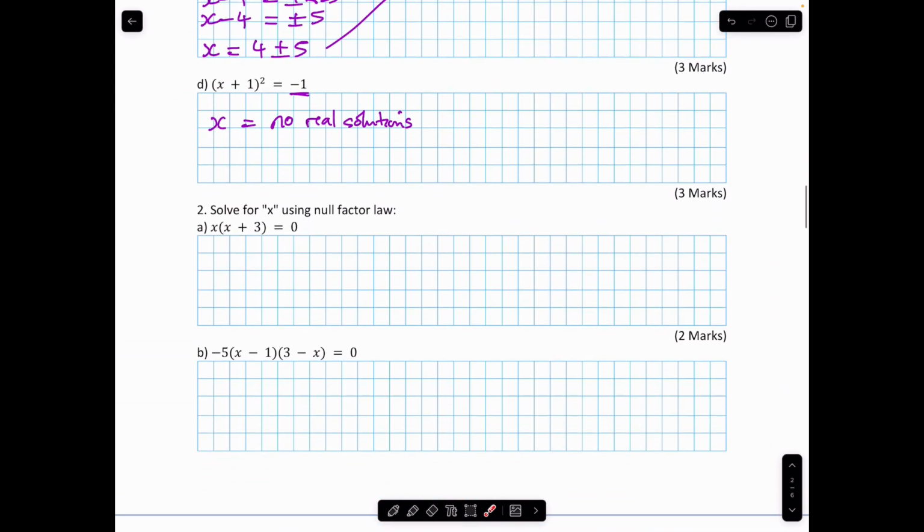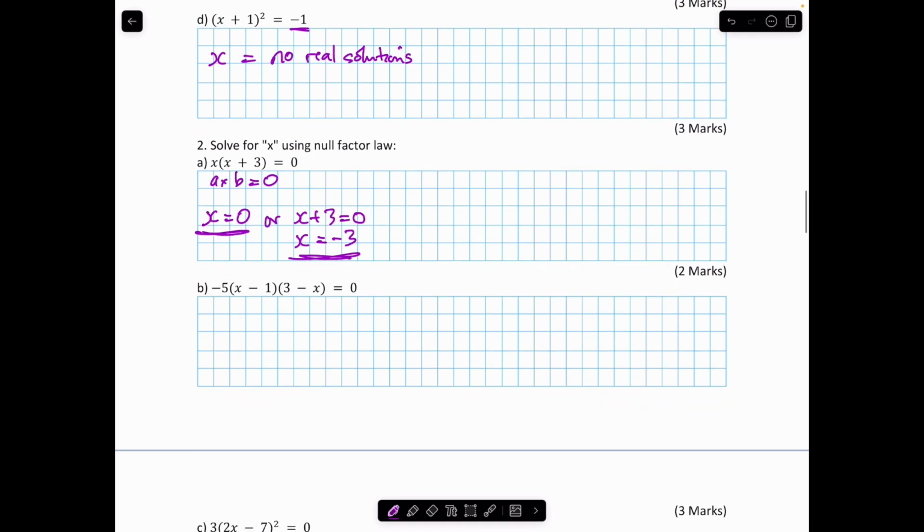Solve for x using null factor law. So we have something times by something else is equal to 0. So that first something could be 0, or the second something, x plus 3, could be 0. Sorry, my bad, it's not a, it's x. X could be 0, or x plus 3 could be 0. This is done. There's more solving to do here. The opposite of adding 3 is taking 3. So x is equal to negative 3.